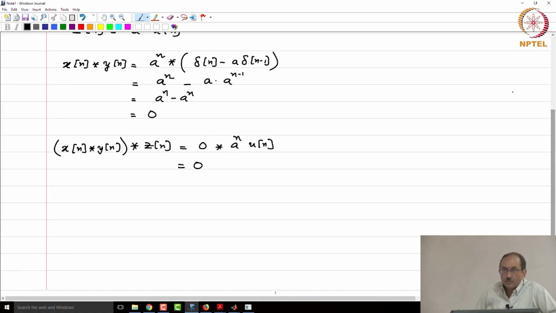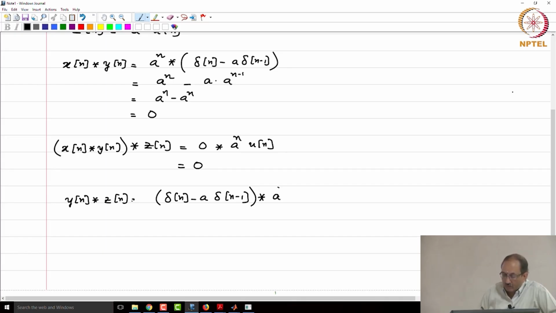Now let us do the other convolution. So we want y of n convolved with z of n. So this is delta of n minus a times delta of n minus 1, convolved with a power n u of n.